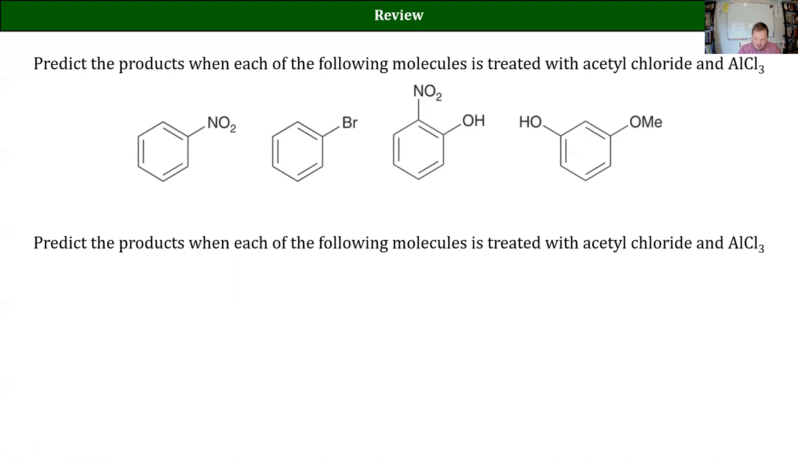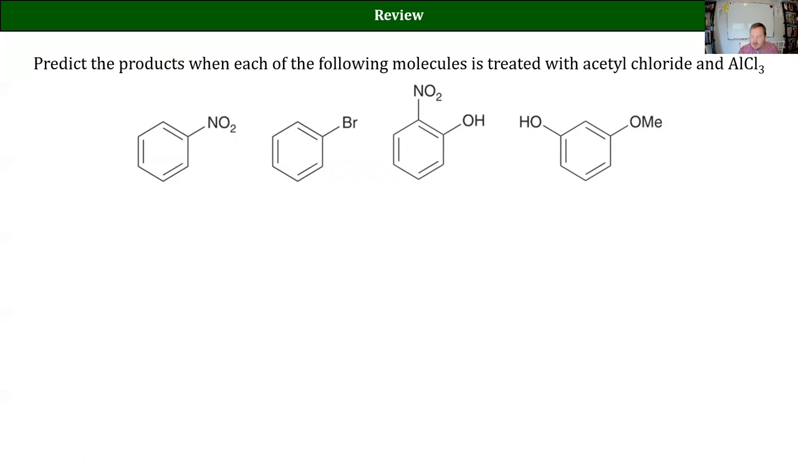And remember, acetyl chloride is this molecule here. So you've got an acid chloride, and the acid chloride is acetic acid, where you've replaced the OH with a chloride. All right, so that's going to be our electrophile. Give that a try, and we'll go through these in a second.